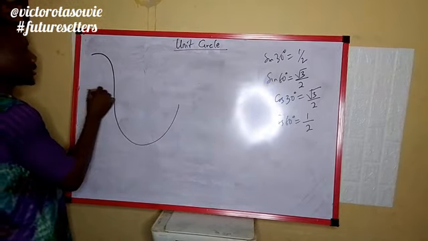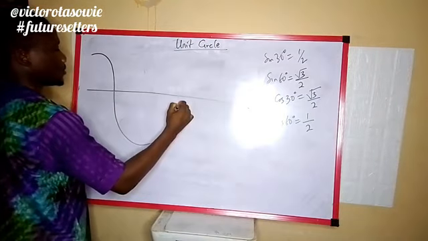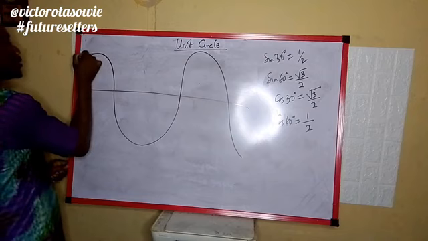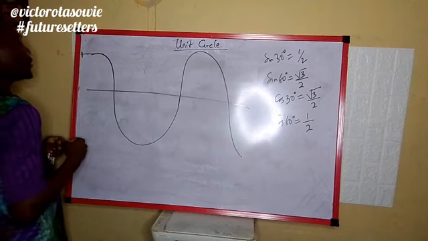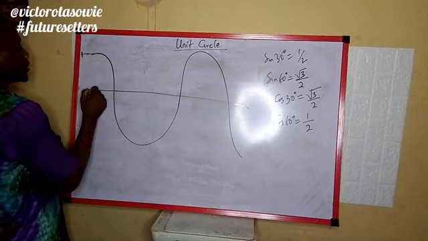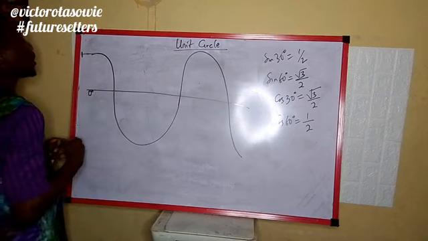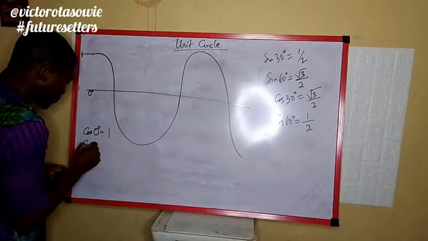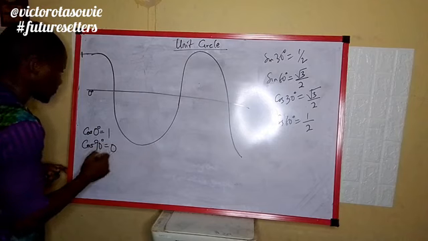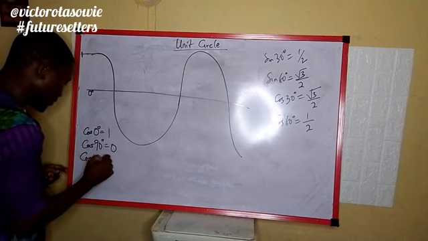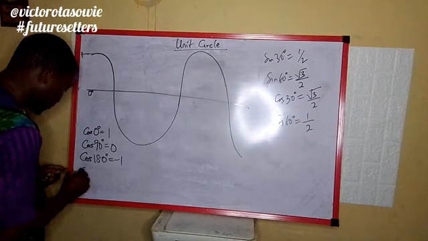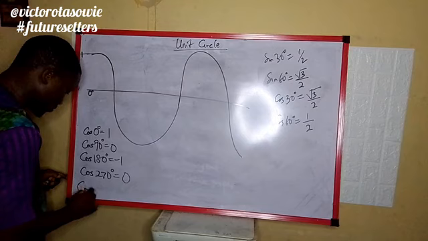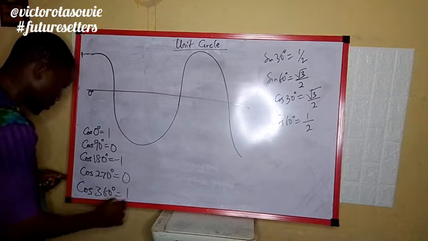So we start from here. The first part: cos 0 is 1. So take note, cos 0 degrees is 1. Cos 90 is 0. Cos 180 is minus 1. Cos 270 is 0. Cos 360 is 1.